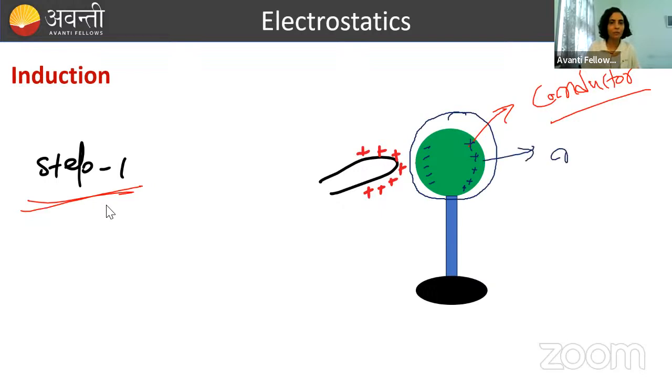Still it is neutral. It is still neutral because how much negative charge is here, the same amount of positive charge is here. So overall, this negative and positive charge has not left the body. Still it is inside, so it is still neutral. Only charge distribution has happened. Negative and positive charge has got separated by a certain distance. That thing has happened. Okay.